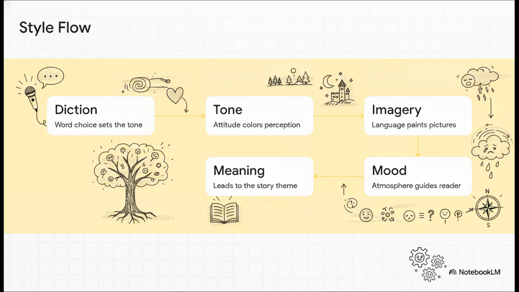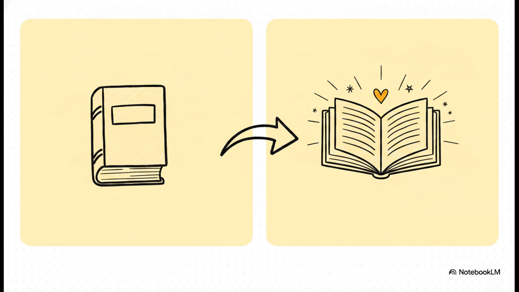It starts with diction, the word choice, which then shapes the tone. That tone, the author's attitude, builds into imagery, where descriptive language paints vivid pictures in your head. That imagery establishes the mood, the emotional atmosphere. And finally, that mood guides you right to the meaning, the theme. It's wild to think that one tiny choice in word selection cascades all the way down to create the overarching soul of the narrative.